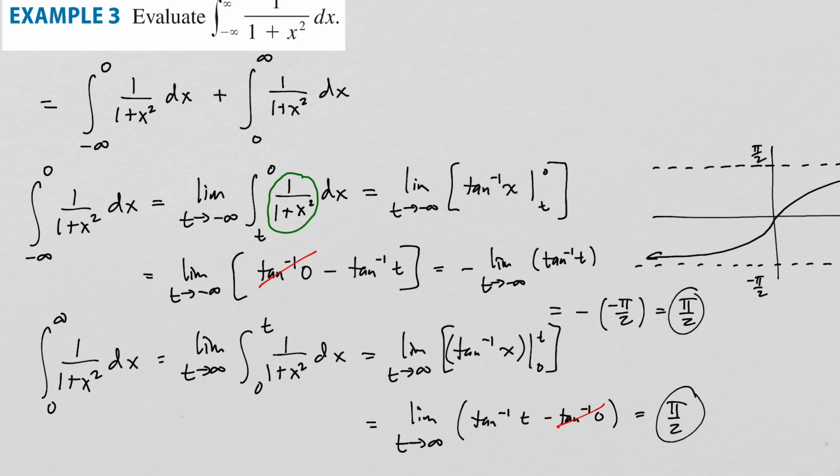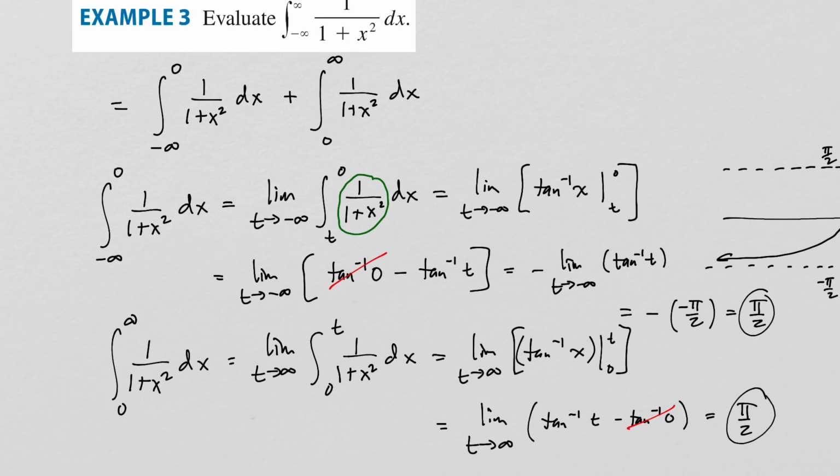So now, what is the value of our original integral? Well, it's equal to the value of this integral plus the value of this integral. And we just computed that the first integral was pi over 2. The second integral was also pi over 2. And when you add these together, you get pi.